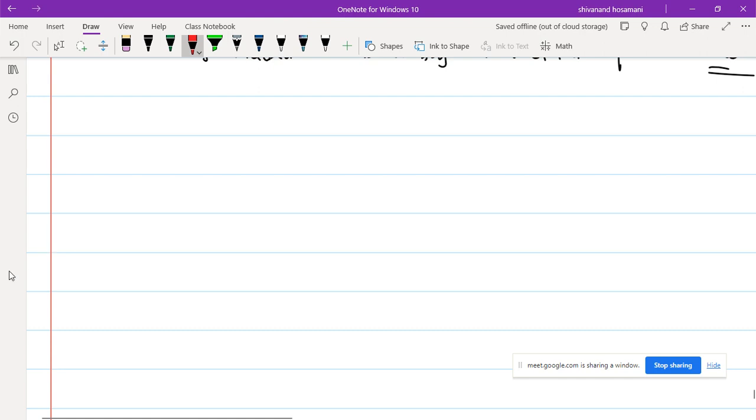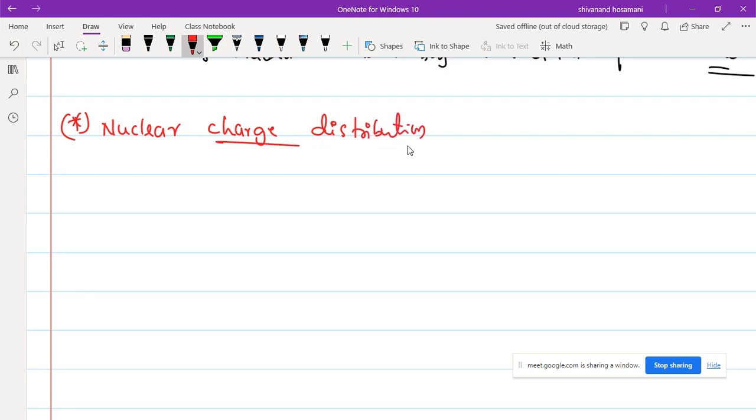Nuclear charge distribution. Here, nuclear charge distribution is actually given by the Fermi model. According to the Fermi model, you should remember that the charge distribution inside the nucleus is not uniform.